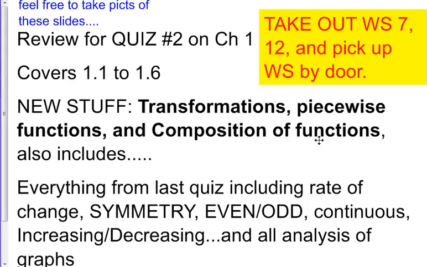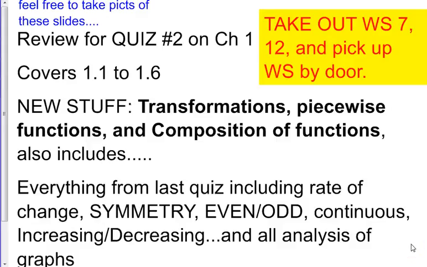Any questions about the general concepts that are going to be on the quiz? You can take pictures of any of the slides up here that you want. I am videoing this. All right, so those are the concepts that are on the quiz. From the last quiz, you have to know rate of change, symmetry, is it an even or odd function? Is it continuous? Where is the graph increasing, decreasing, concave up, concave down, all that kind of stuff.